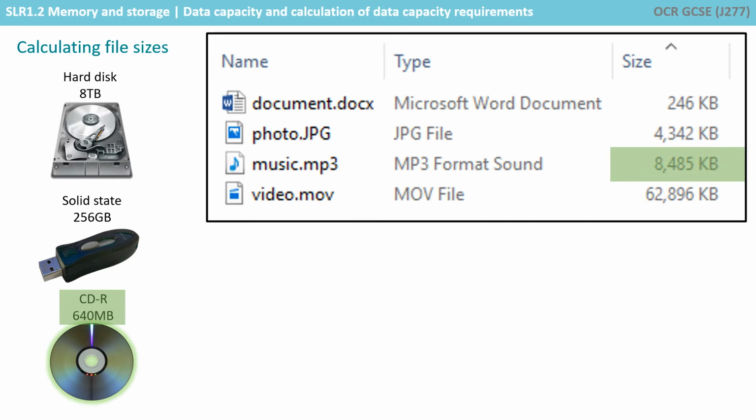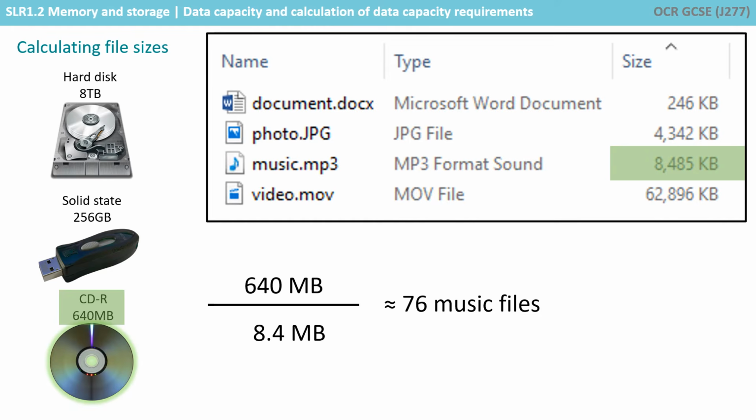And now let's have a look at music files. So we have a 640 megabyte CD divided by 8.4 megabyte per music file, so about 76 music files could fit on that CD.